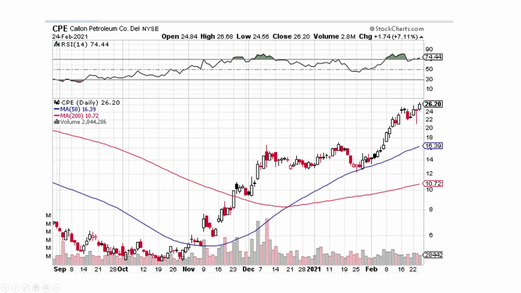Callum Petroleum, strong. Man, this is a strong move. I don't know if I'd be chasing it here, but it is strong. If you own it, I would definitely not be selling it.